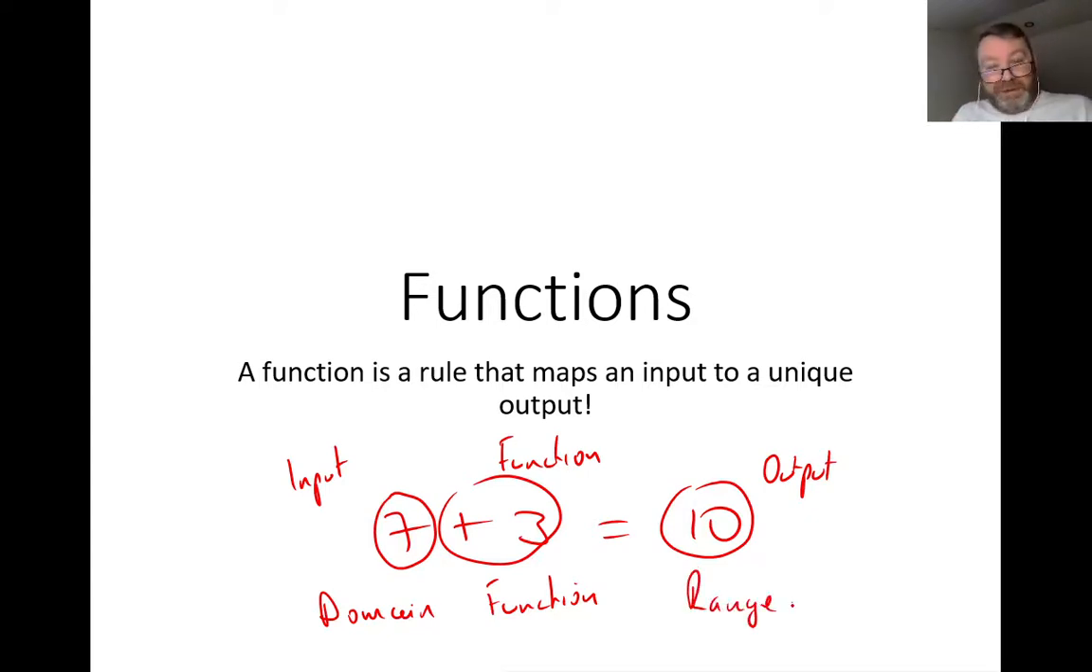So what does the function actually do? The function does nothing else than map, and that's a key word, map an input to a unique output. So in this example here, 7 is mapped to 10 through the function plus 3. Now, that's just a crude introduction to what we're going to do in this section. So keep that in your head as we go along.